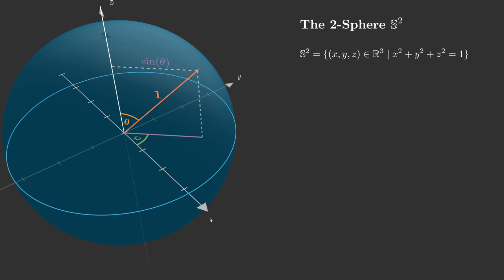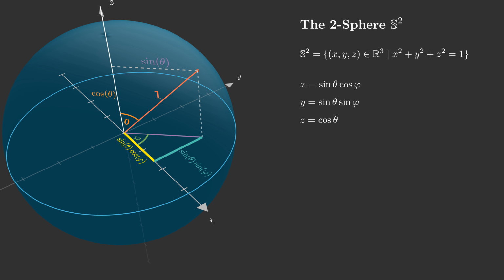Now we can compute the remaining components. x equals sine of theta cosine of phi. y equals sine of theta sine of phi. And finally z equals cosine of theta. Just as promised, in those coordinates, the unit distance constraint from the origin is satisfied automatically.